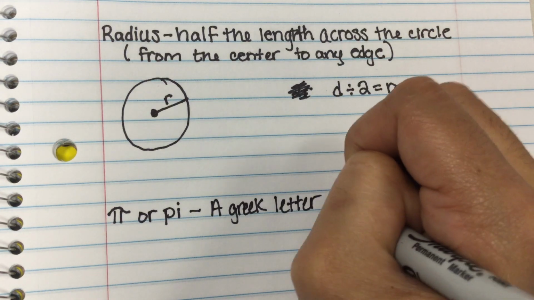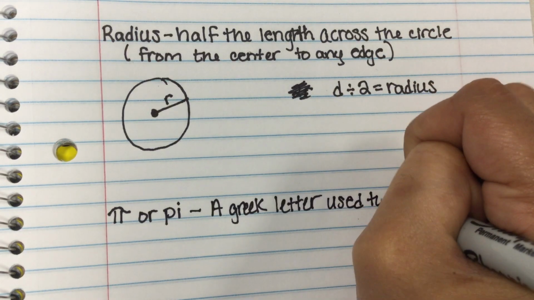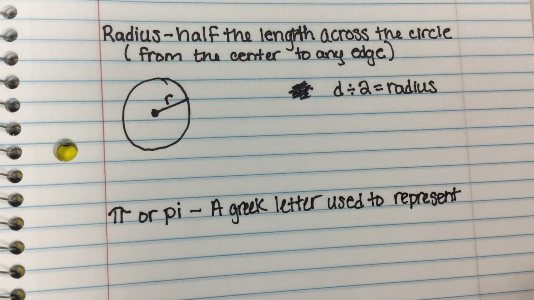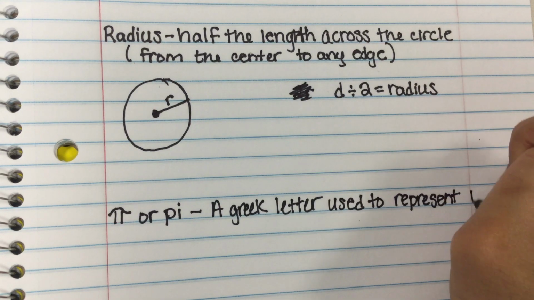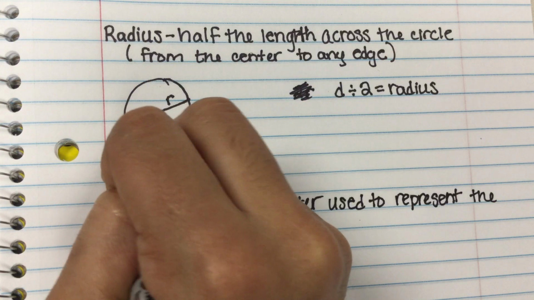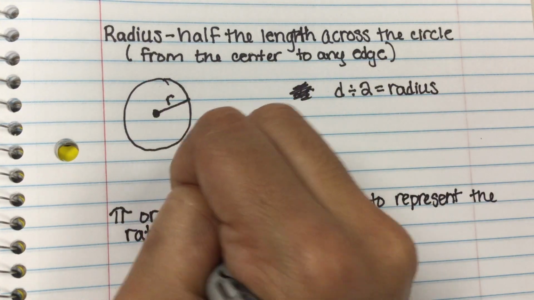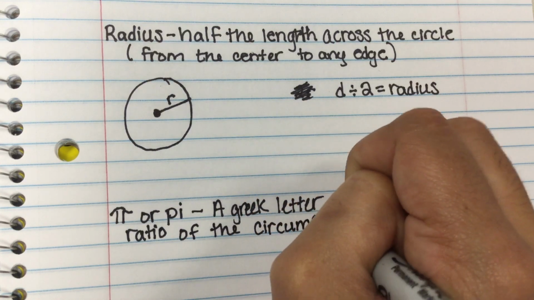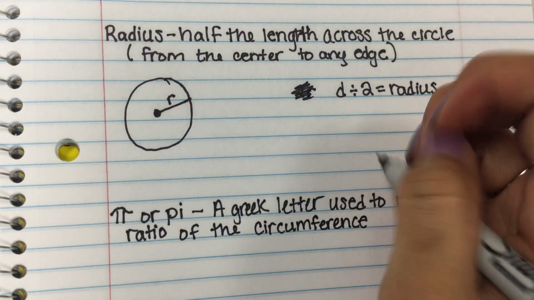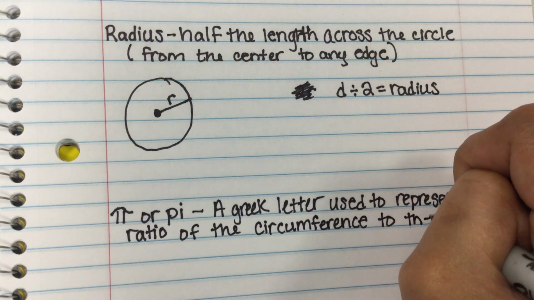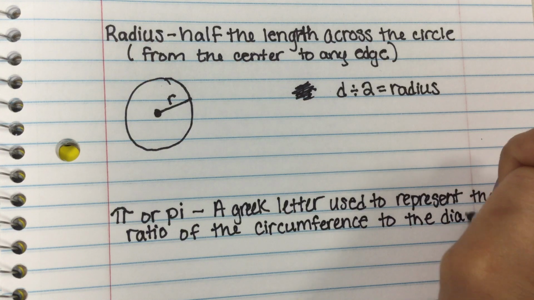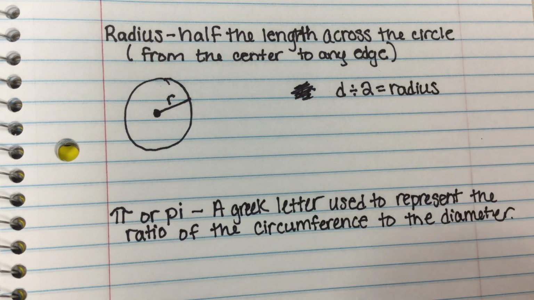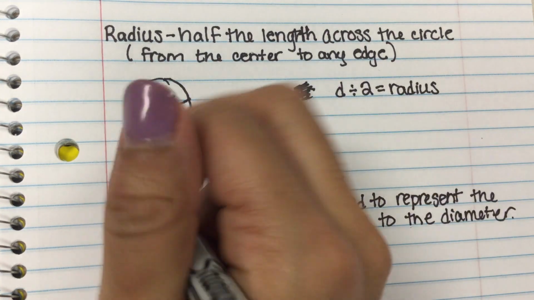And we use it to represent the ratio of the circumference to the diameter, and we use it to represent a number.